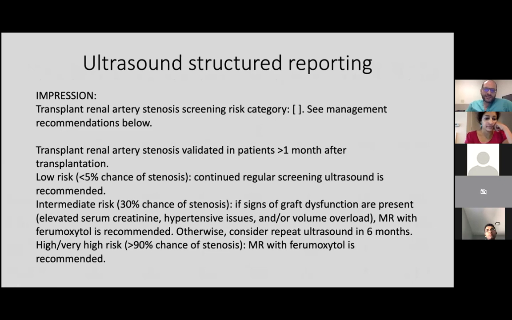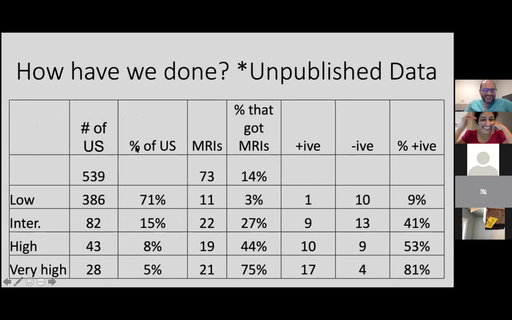One of the things I was curious about is, since we've implemented the reports, how have we done? This is one of the things I was working fast and furiously on over the weekend, and I finished it last night around midnight. So if there's any data that's incorrect in here, I apologize. When I looked at the number of ultrasounds we've done since July 2017, when we started implementing them, we had about 930 ultrasounds, of which 539 were really to evaluate for transplant renal artery stenosis.